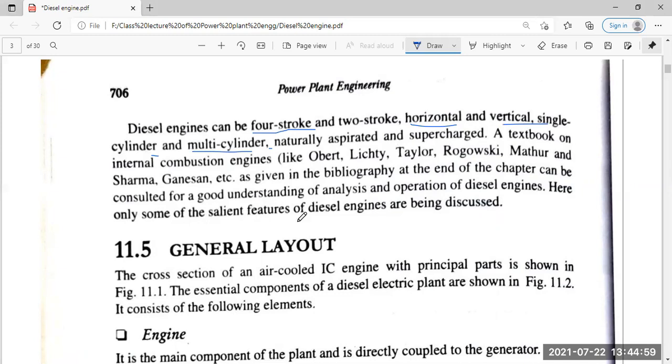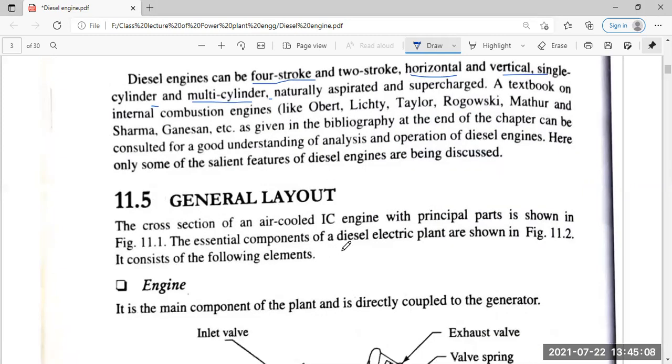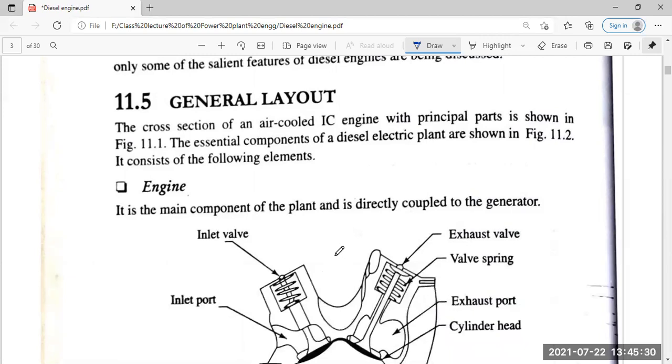Now we are discussing the salient features and the general layout of the compression ignition engine itself. The cross section of the air-cooled IC engine with principal parts is given in the following figure. First of all, what is the engine? It is the main component of the plant and is directly coupled to the generator. That is the engine itself.